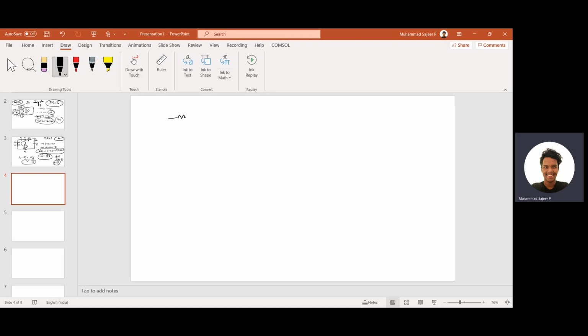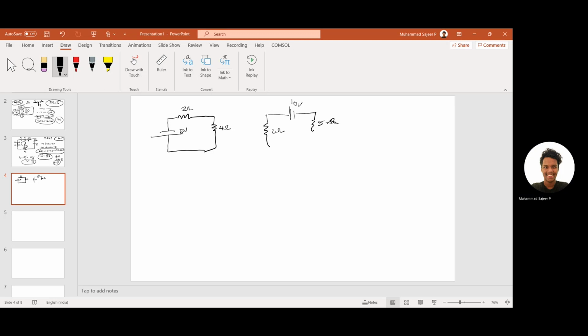I will write a circuit. We will give this 5 volt. This will give 2 ohm. This will give 4 ohm. Okay, I have nearby one more circuit. It is 2 ohm. This is 10 volt. Okay, I think it is 5 ohm. My handwriting is not good, my drawing skills are not that great, but still. Okay, so these two circuits I connect by another voltage source, 2 volt.